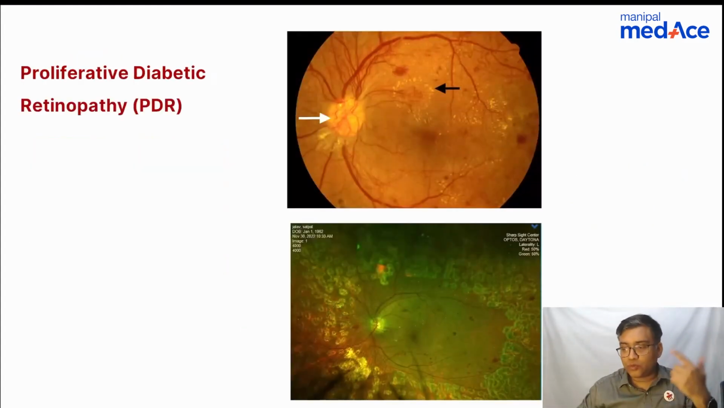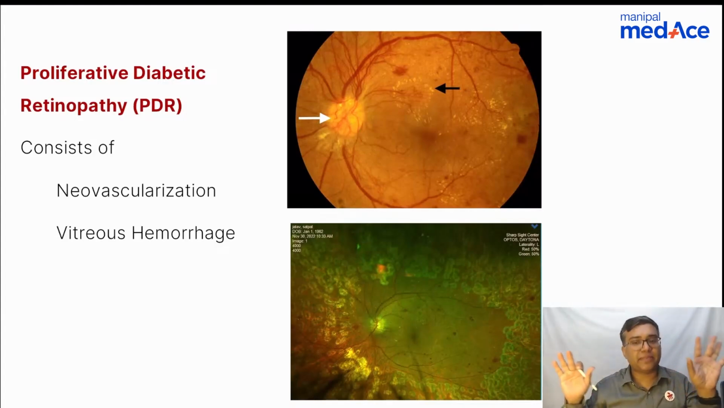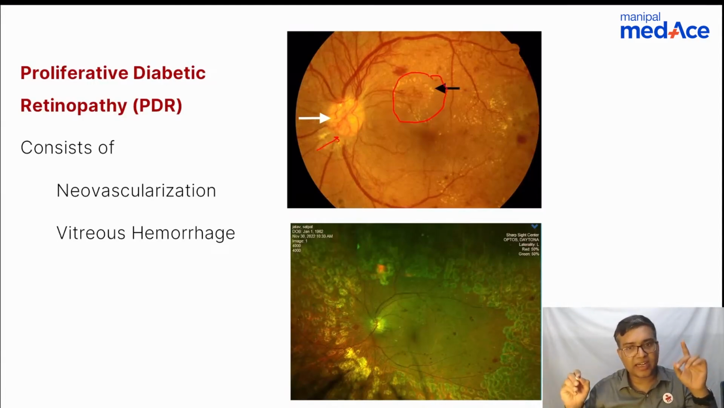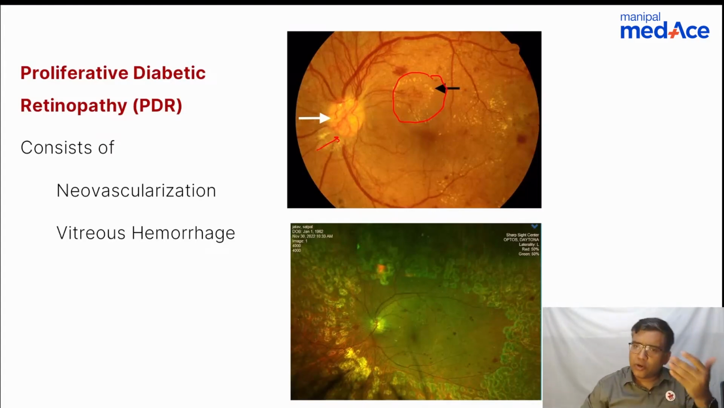Okay, so after this, we move to proliferative diabetic retinopathy. Whenever we talk about proliferative diabetic retinopathy, two important things come to mind. The first is that these patients have neovascularization. Definitely the patient would have new vessels, as you can see at the level of the disc as well as elsewhere in the retina. Sometimes these vessels can bleed and cause vitreous hemorrhage. So we can have neovascularization and vitreous hemorrhage, and they can ask how you manage these patients.